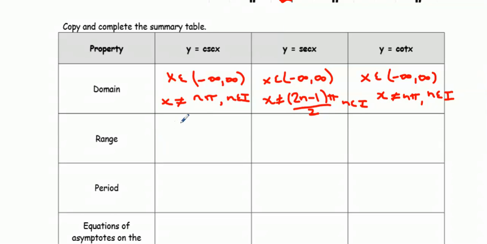Okay, for the range, cosecant x, we can start off coming up from the bottom, so from negative infinity, but then we get stopped at our local max, and our local max is going to be at negative 1, and we get to keep that, right? That's part of our graph, so I have a square bracket there. And then we pick it up again at the local minimum, which is at 1, and then to infinity. Okay, so that's the range. For sec, it's the same thing.